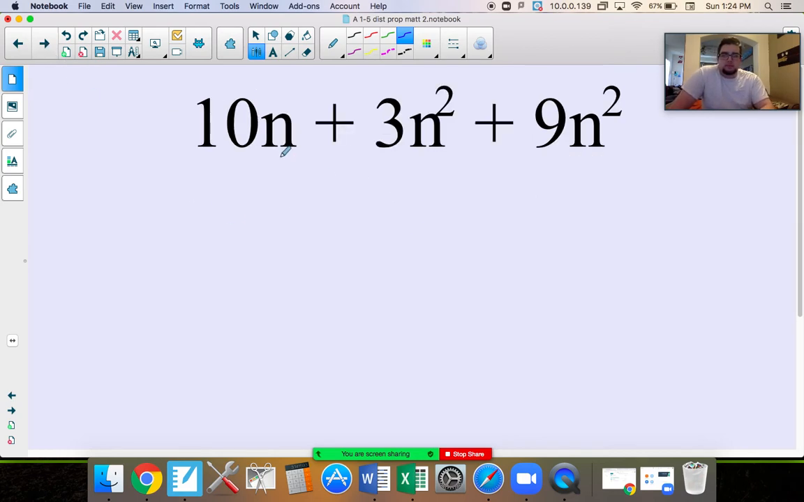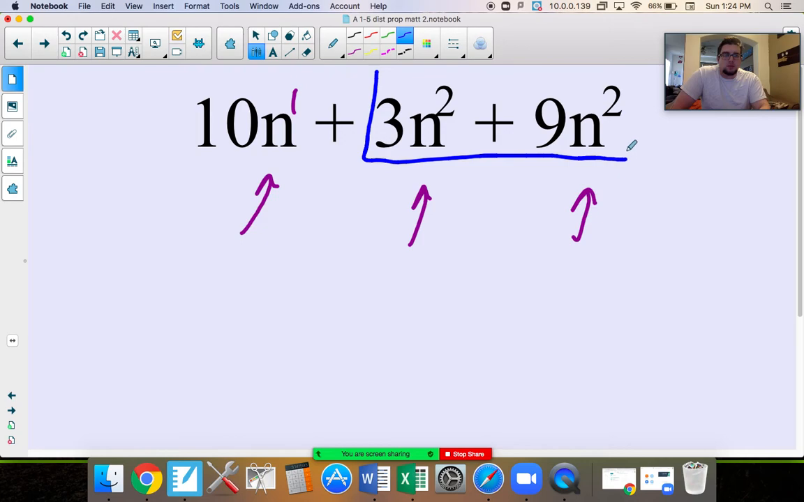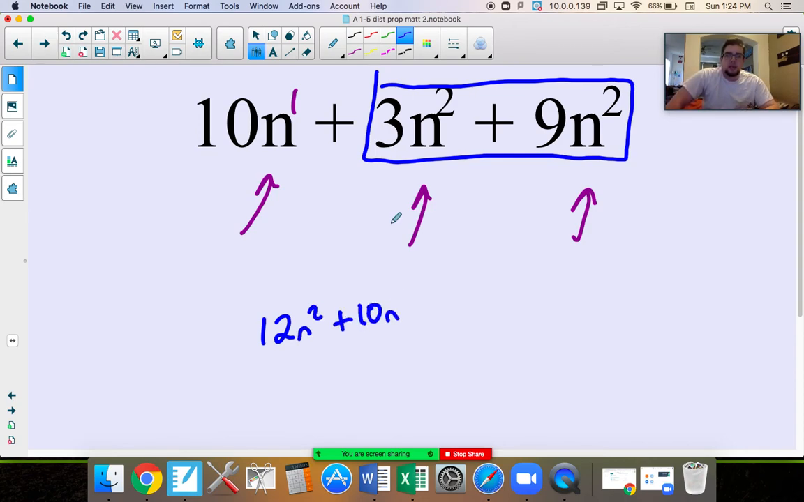All right. These terms, this one has n, so does this one and this one. But since these are squared and this one is not, only these two terms are allowed to be combined in this case. So I have 12n squared plus 10n. Again, you should write it biggest power of the variable to the smallest power of the variable.